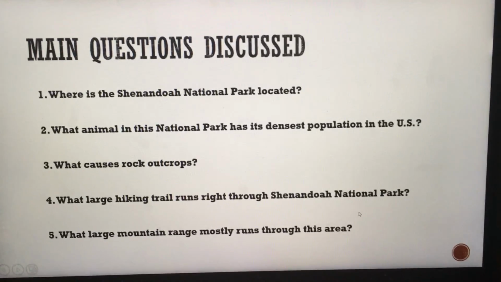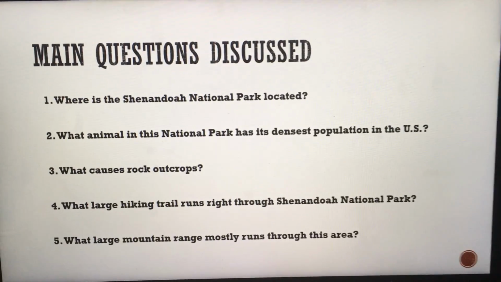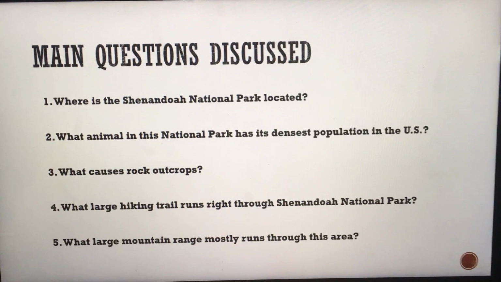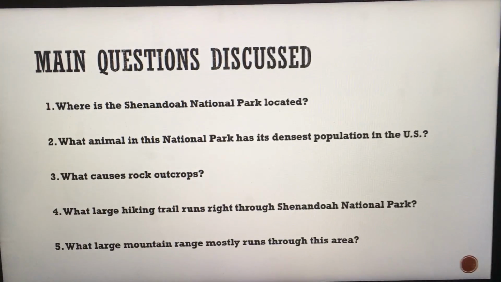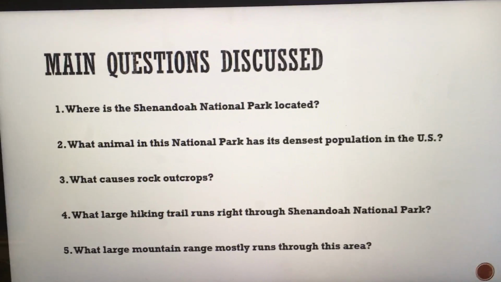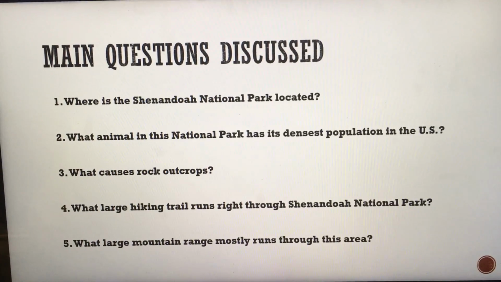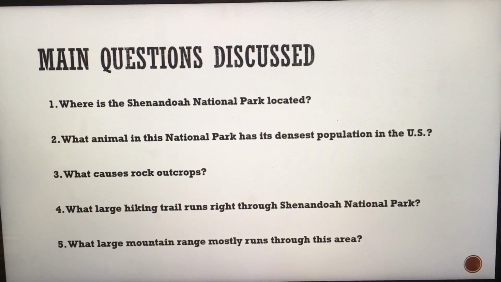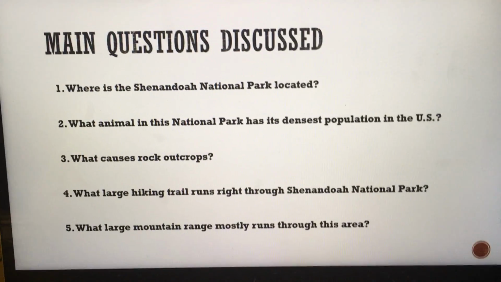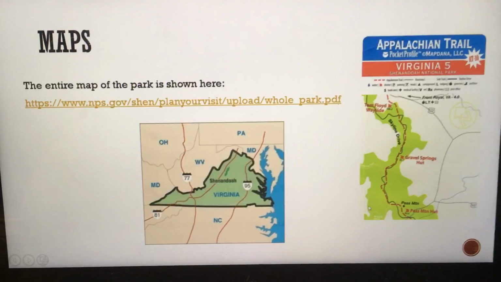Alright, so these are the main questions that are going to be discussed throughout this presentation. The first question is, where's the Shenandoah National Park located? The second one is, what animal in this national park has its densest population in the U.S.? Third one is, what causes rock outcrops? Next is, what large hiking trail runs right through Shenandoah National Park? And the last one I'm going to be talking about is, what large mountain range mostly runs through this area?